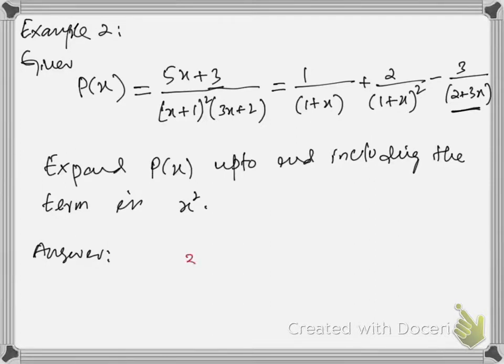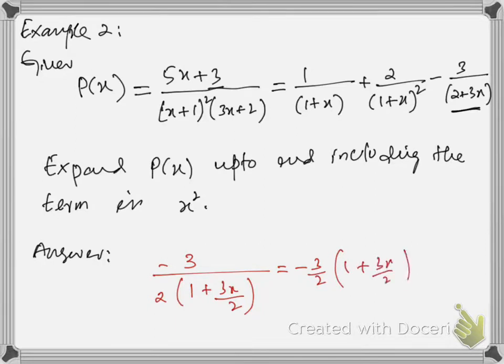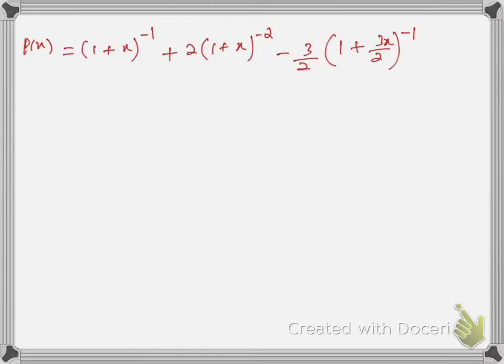So the last expansion will be 2(1 plus 3x upon 2). Therefore we have -3 upon 2 (1 plus 3x upon 2) to the power -1. Now we can expand p of x. In this question, we should be careful about the powers of the expansions. I was telling you before, while expanding these expansions, you should be careful regarding the powers. I mean, here is power -2, here is power -1.